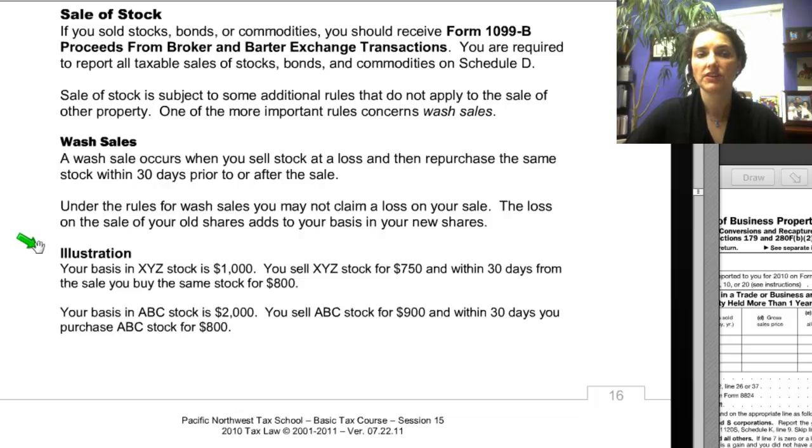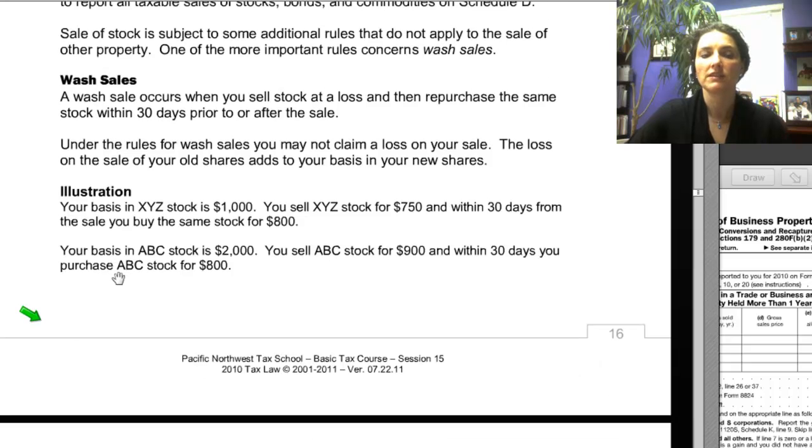And here's an illustration. Your basis in XYZ stock is $1,000, and you sell XYZ stock for $750, and then within 30 days from the sale, you buy that same stock for $800. Your basis in ABC stock is $2,000. You sell ABC stock for $900, and then within 30 days, you purchase ABC stock for $800. So in both these examples, we have a loss, and then within 30 days, we purchase that stock again. So what do we need to do?